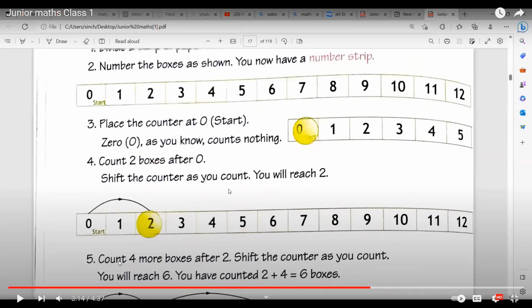Okay, now can you read number five, beta? Zero, two, four, six, eight, ten, twelve. No, read this one with a count. Count two boxes after zero. That you have told me that the answer will be two. Now read number five, this one.